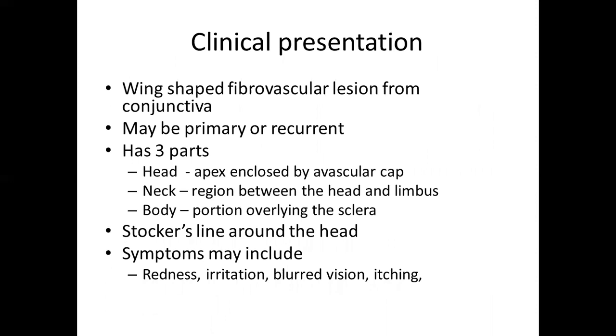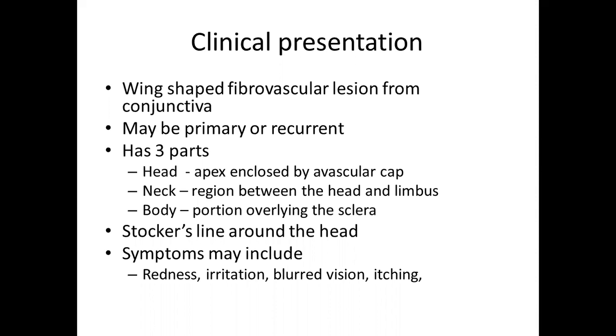Okay, so what's the typical clinical presentation of pterygium? Like we explained earlier, it's a triangular or wing-shaped fibrovascular lesion from the conjunctiva. It has both fibrous tissue and a vascular component. It may be primary or recurrent. Primary means this person is having pterygium for the first time due to no other cause. There are some people in whom trauma can trigger what we call pseudopterygium or even pterygium itself, but primary, as the word implies, is primary.